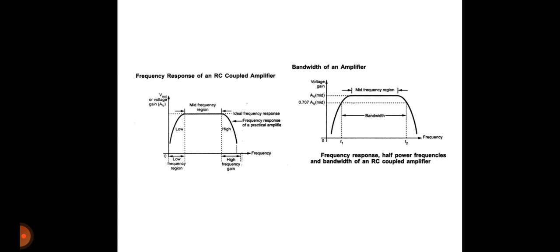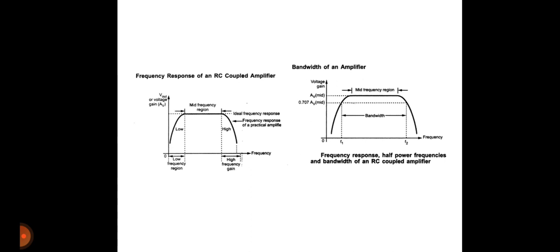So frequency response of an RC coupled amplifier, I have already explained to you. If you see the frequency response, in this mid frequency region, the graph is very flat. That means it is best used as an audio amplifier. It has three regions: low frequency region, mid frequency region and high frequency region. The dotted line represents the ideal frequency response and the solid line represents the practical frequency response.